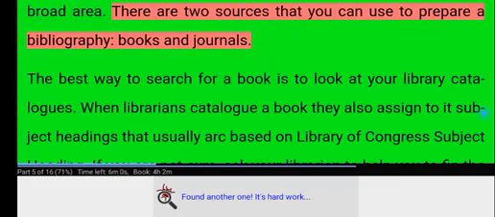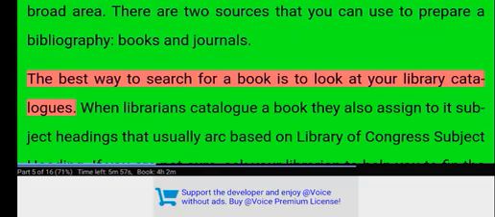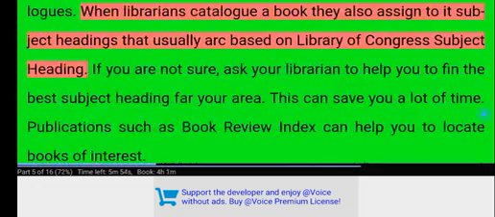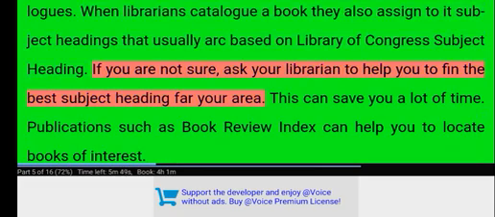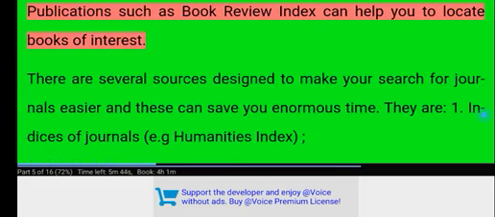There are 2 sources that you can use to prepare a bibliography: books and journals. The best way to search for a book is to look at your library catalogs. When librarians catalog a book, they also assign to it subject headings that usually are based on Library of Congress subject headings. If you are not sure, ask your librarian to help you define the best subject heading for your area. This can save you a lot of time. Publications such as Book Review Index can help you to locate books of interest.